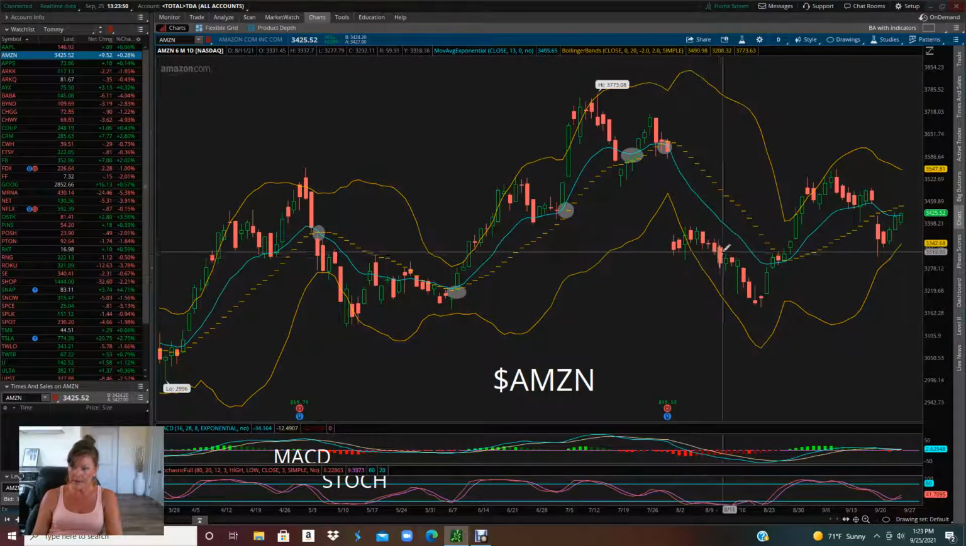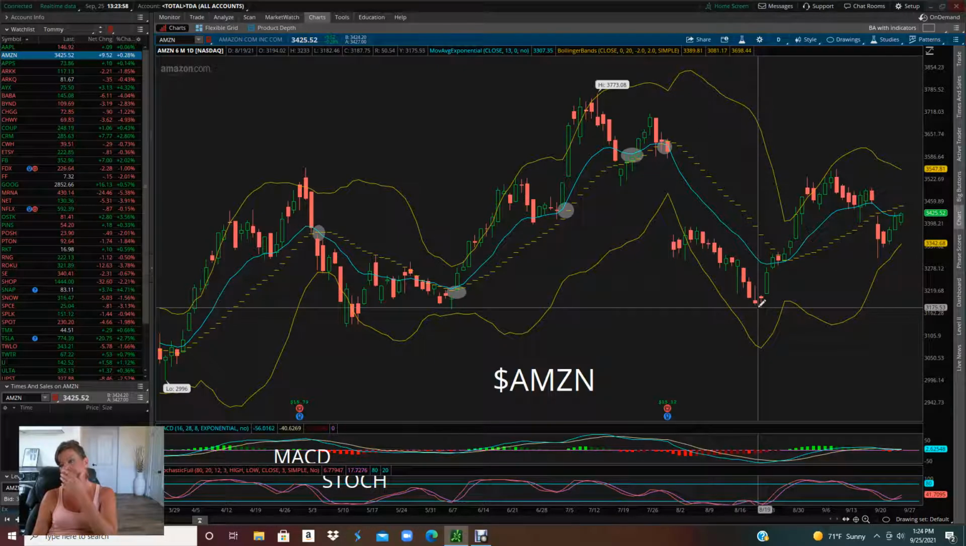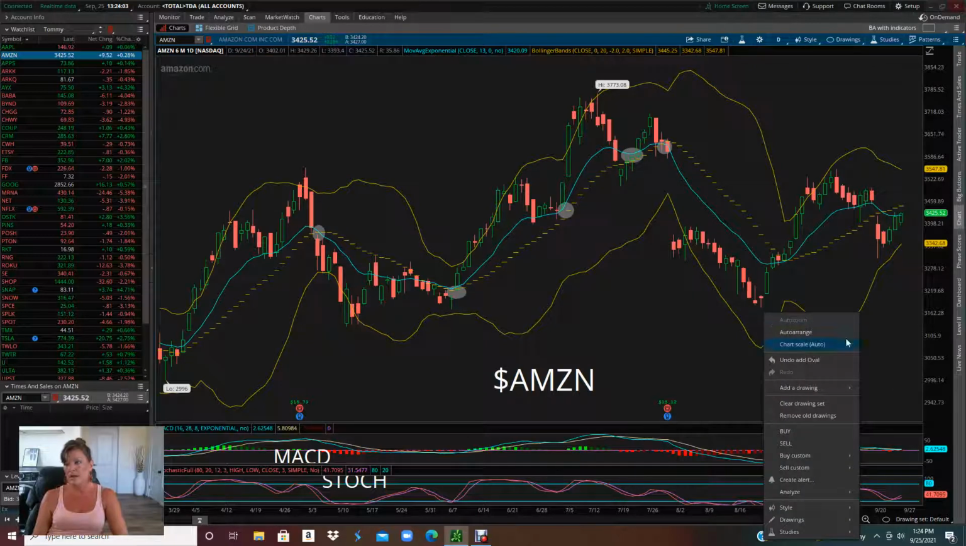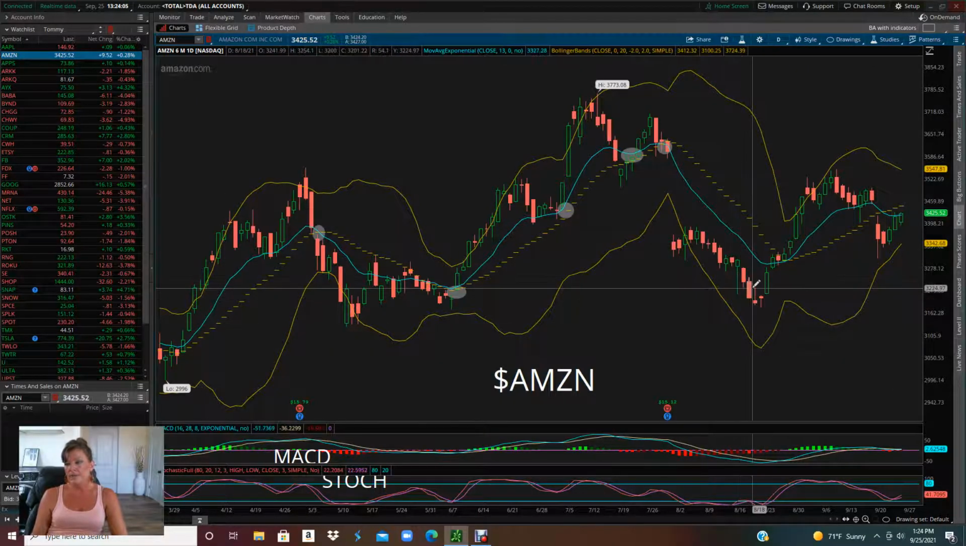If that were to flatten out here, curl in and flatten out, that would have supported price, and we probably would have back tested the 13 EMA, but we didn't. It kept going down, down, down, down, down. Oops, sorry. Anyways, it finally hit a bottom.